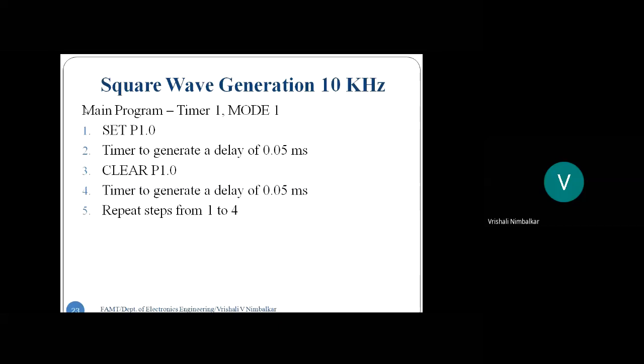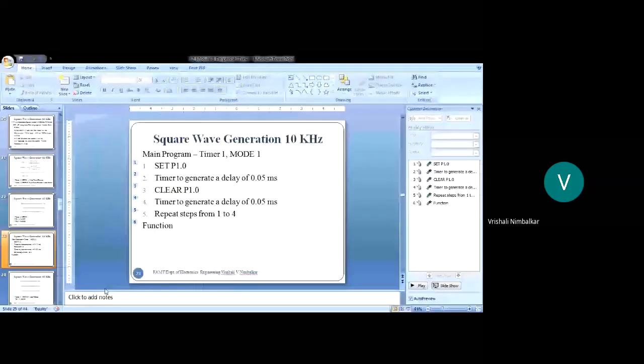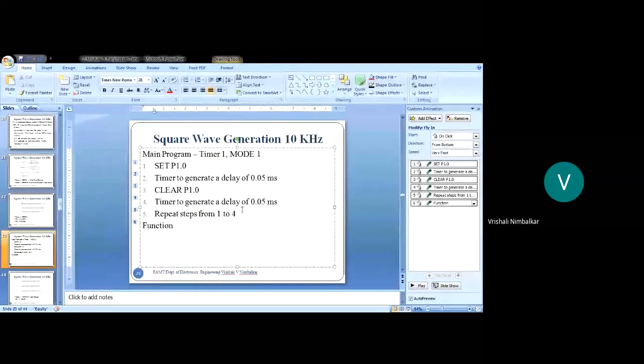So our main program will be like this. Wait for 0.05 millisecond, clear the pin, wait for another 0.05 millisecond, and repeat this set and clear process. And I'll be writing the timer program as a function. Is that okay? Now see, what is the timer program? You all remember how we wrote the timer program?